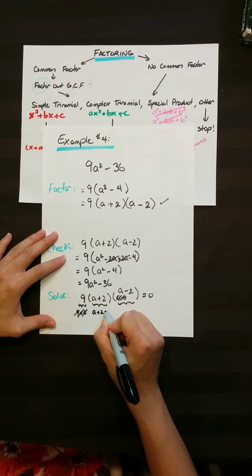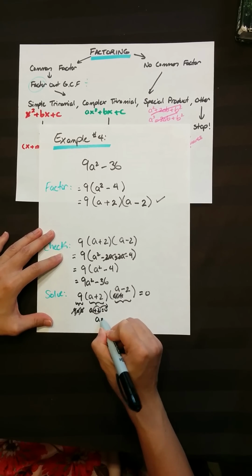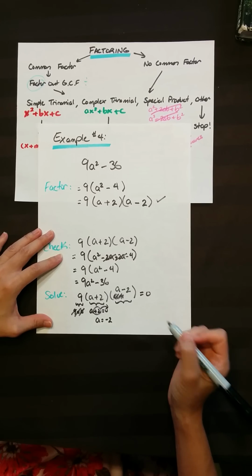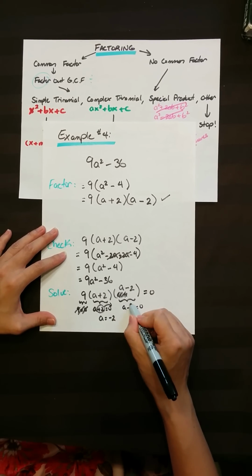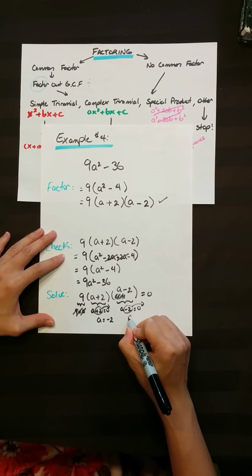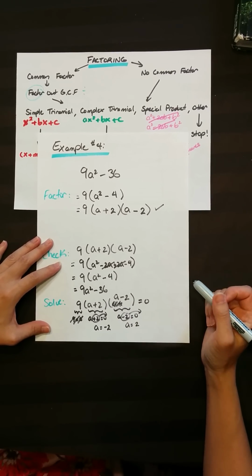And when a plus 2 equals 0, a is going to give me negative 2. And in this case, when a minus 2 is equal to 0, a is going to give me 2. So those are our two answers for this polynomial.